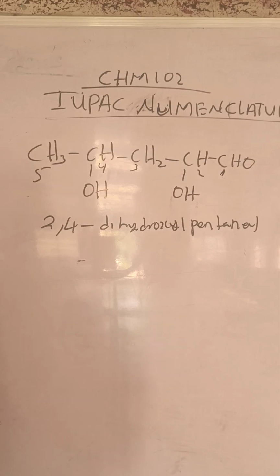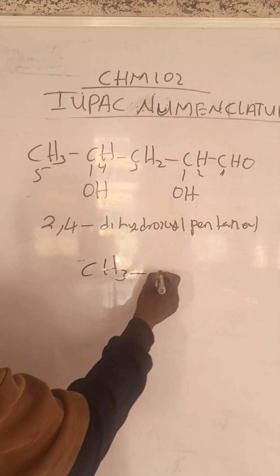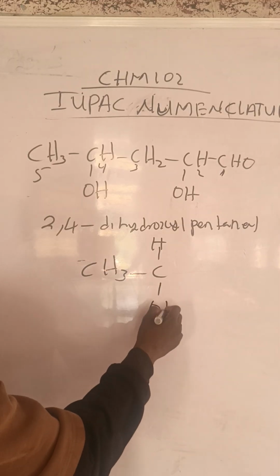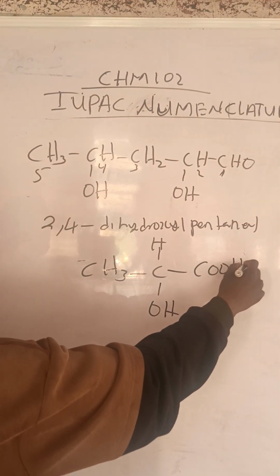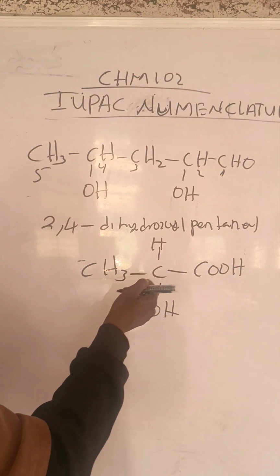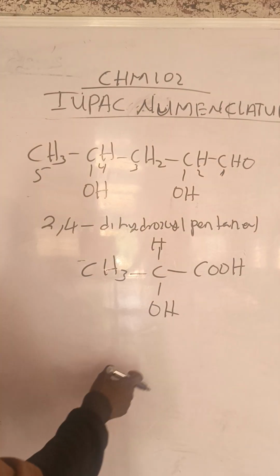Look at this one. We have CH3. Another one, what do we have? We have another C with hydrogen. Then we have OH. Then next one is COOH. Look at this one. We have alkanoic acid and we have alcohol. Another name for alkanoic acid is carboxylic acid. Another name for alkanol is alcohol. We have 2 functional groups here.